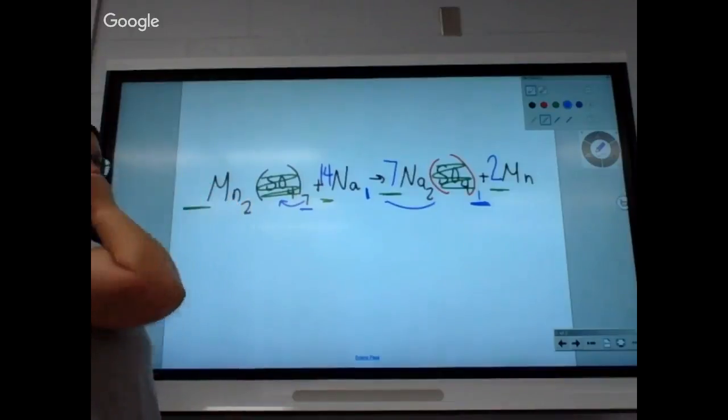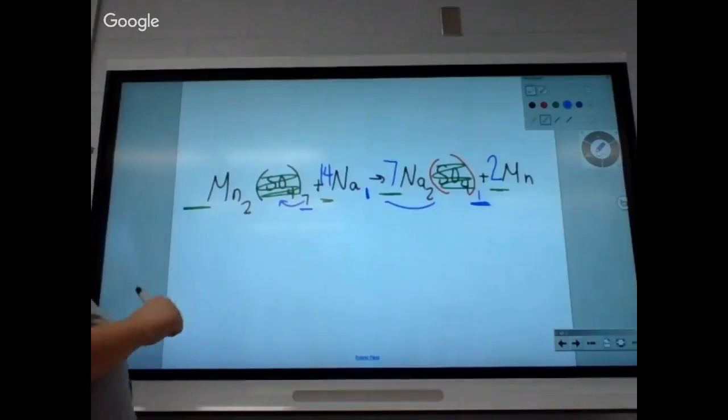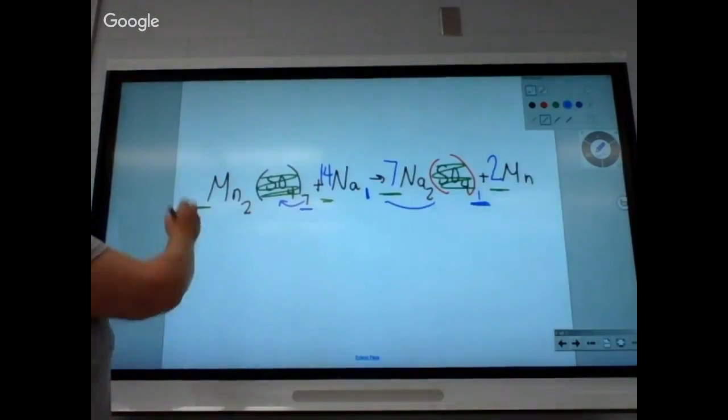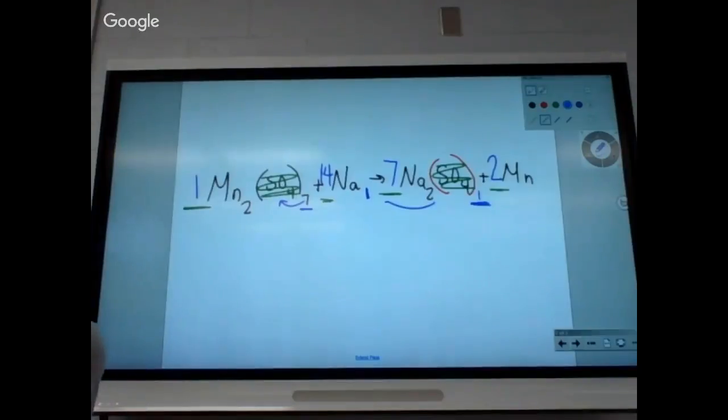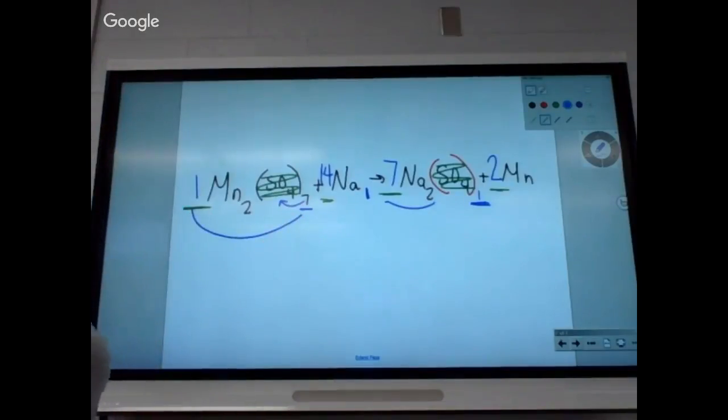What would we put in front of the MN? I heard it. A 1? Sure. You could put a 1 here if you really wanted to put a number there, or you could just leave it blank. You could do either one. So the 1 doesn't distribute to the 7. Sure it does. What's 1 times 7? 7.